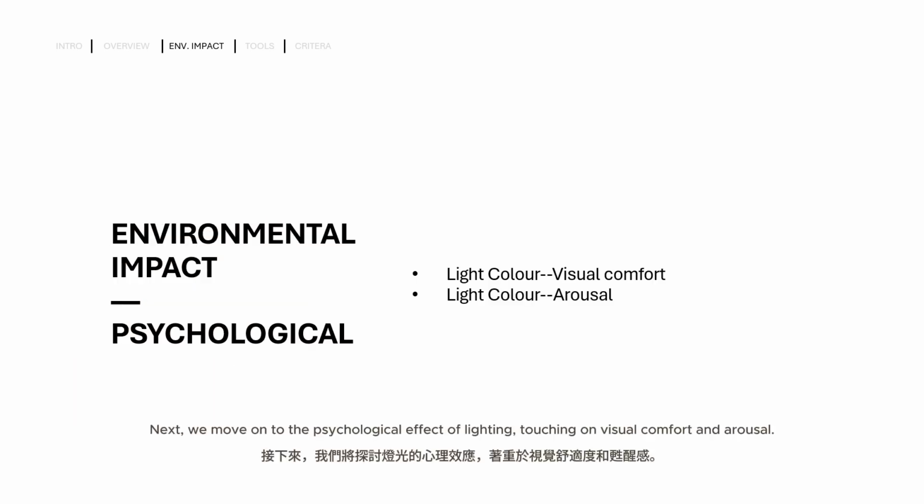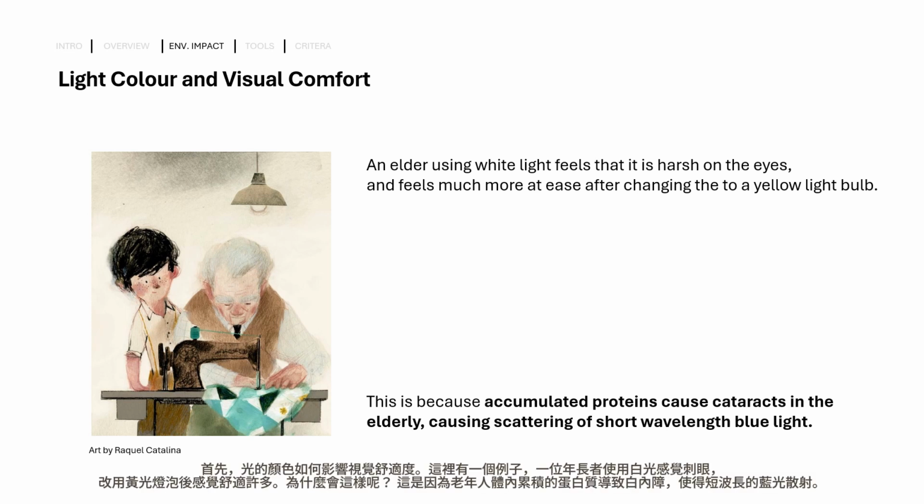Next, we move on to the psychological effect of lighting, touching on visual comfort and arousal. First, how light color influences visual comfort. Here we have an example. An elder using white light feels that it is harsh on the eyes and feels much more at ease after changing to a yellow light bulb.